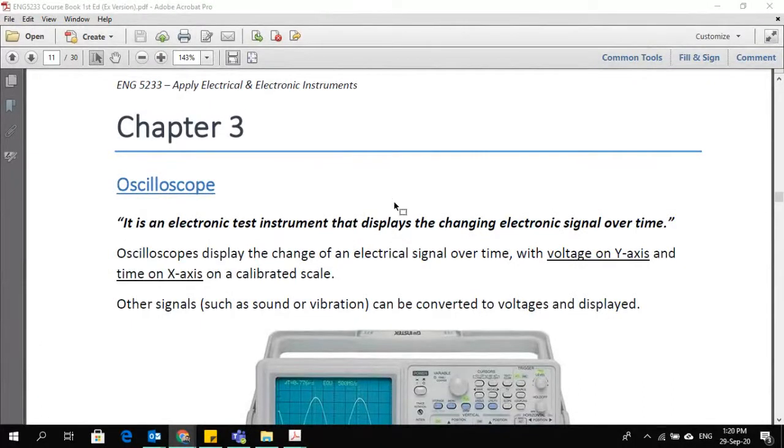Okay, class. So, moving on to the next topic of applying electrical and electronic instruments. In our previous session, we discussed analog and digital multimeters. So, we have finished our two chapters. This is now the third chapter, which is about the oscilloscope.